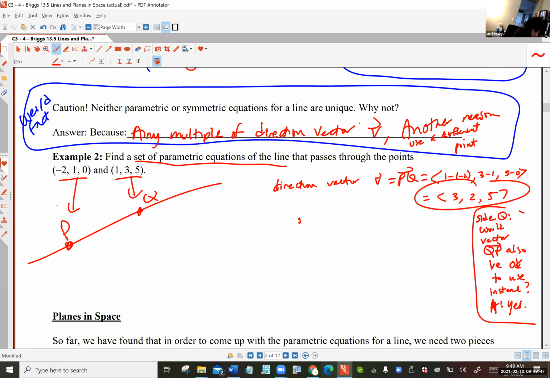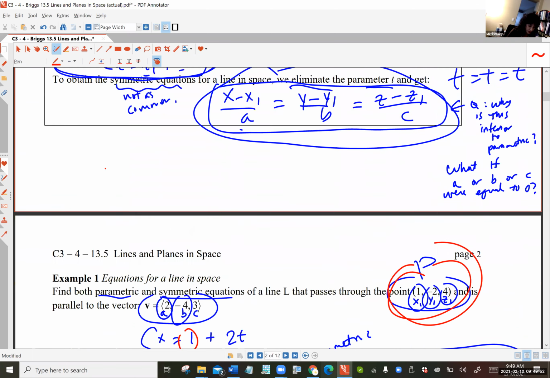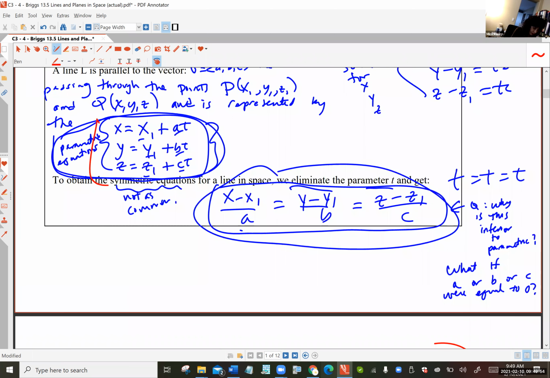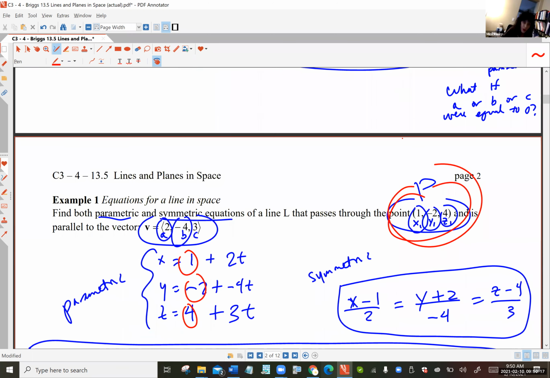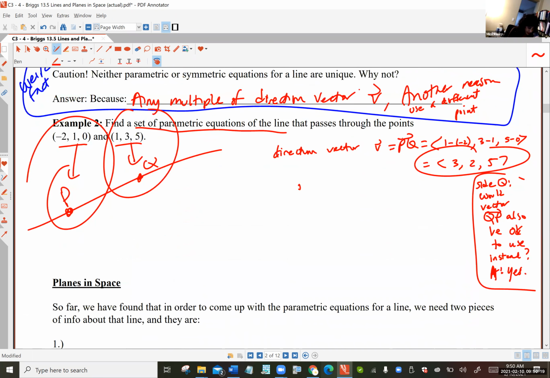Then what? Now, which one of these points should I use for those parametric equations? Should I use P or Q? Because here's the parametric equations, okay? We got the A, B, C. Those are the components of the direction vector. But what about the point coordinates, the x1, y1, z1? Should I use the coordinates for P or should I use the coordinates for Q? It could be either, right? Good, either. And I'd give you full credit. So in fact, I'll give you both those answers. So let's say we use P, just because it happened to come up first.